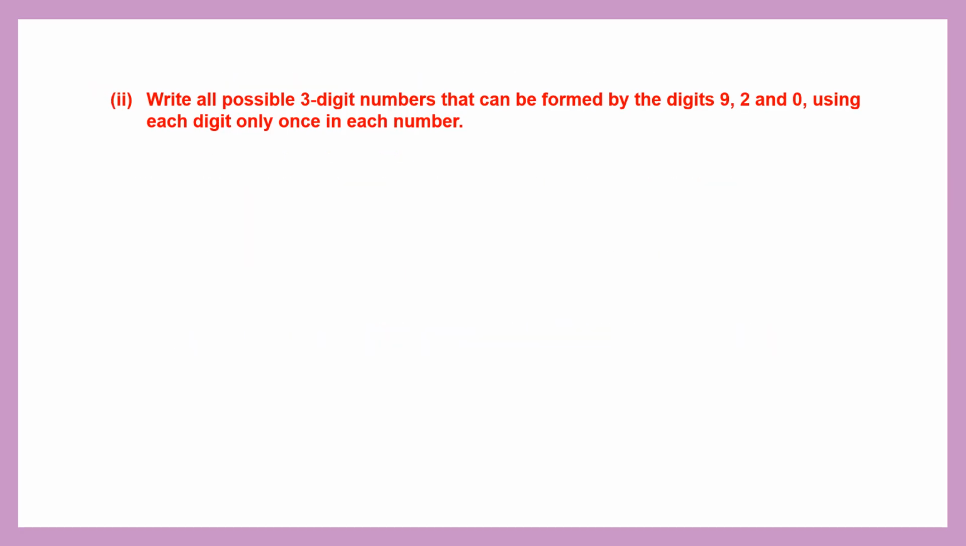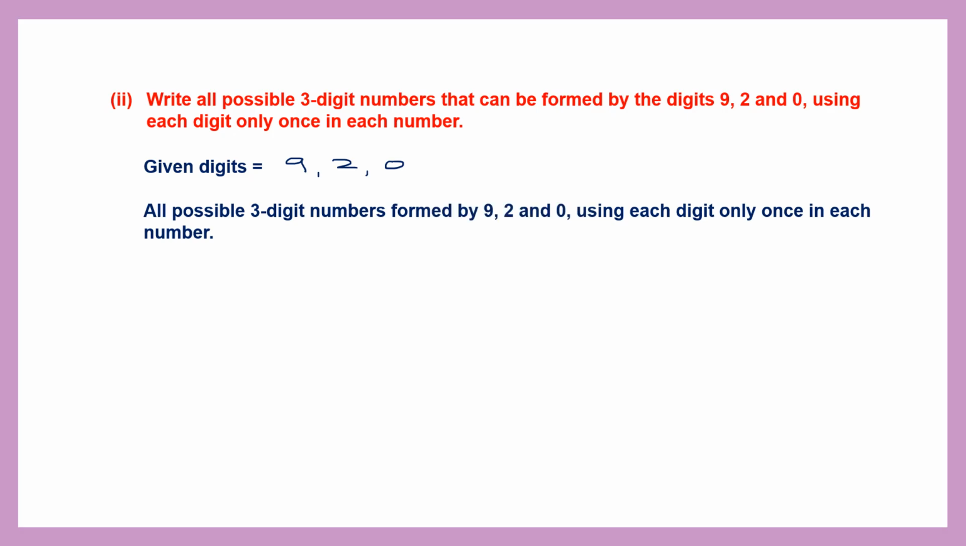The next question: write all possible three-digit numbers that can be formed by these digits 9, 2 and 0 using each digit only once in each number. So let's begin. What are the digits given to us? 9, 2 and 0. Let's begin with 9. So when you begin with 9, we can say 920. Then we can put 0 in the middle, 902.